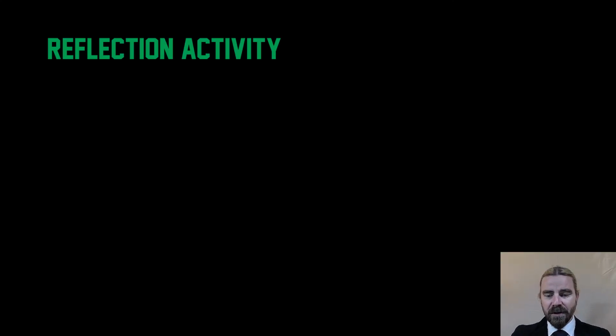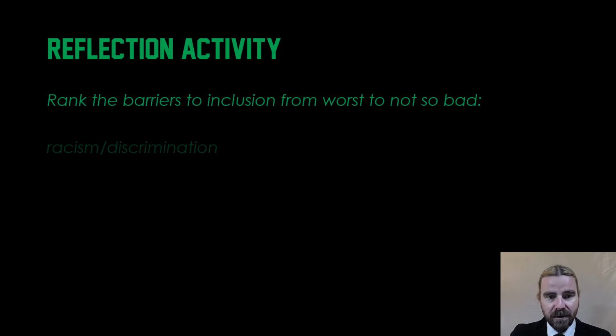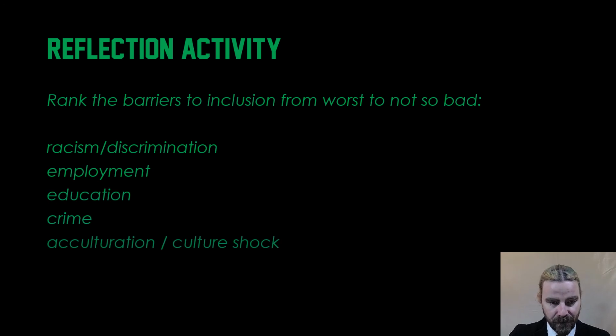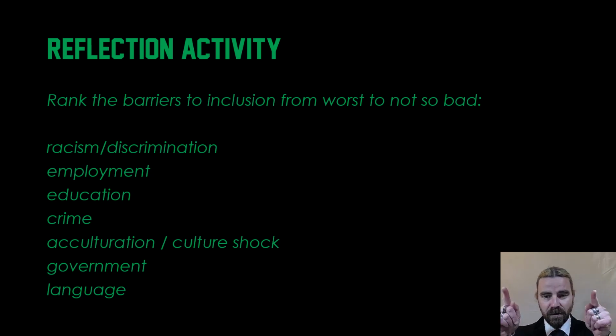Right on, it's time for your reflection activity. I want you to rank these barriers to inclusion. So we've been talking about barriers to social inclusion for Sudanese Australians, what barriers there are to them being included in Australian society. Here's a list of barriers. I want you to rank them, in your opinion, from which one is worst to which one is not so bad. Racism and discrimination, employment, education, crime, culture shock, government and language. So there you go, there's 7. I just want you to rank them. So draw a line with 2 arrows, put the one you think is the worst on one end and the one you think is not so bad at the other end.